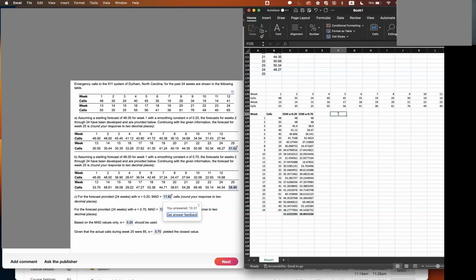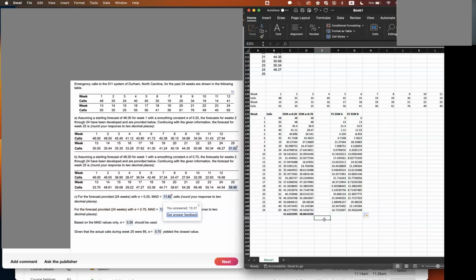Now I'm going to calculate forecasting error for ESMA and then FE for ESMB. And this one equals absolute value of actual minus forecast, right? That's the formula, just as you saw in my miles per gallon exercise. And the same goes with this one, absolute value of actual minus forecast here. And then copy that down.